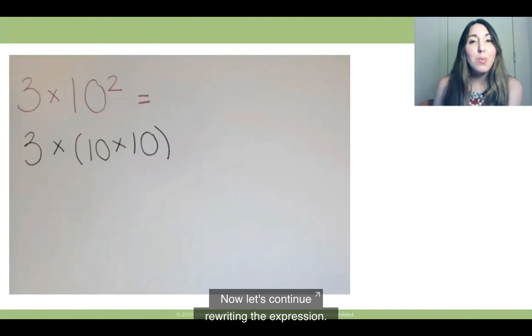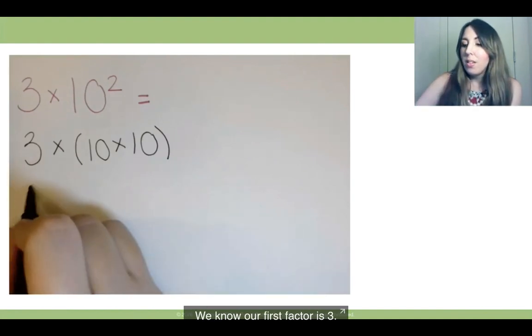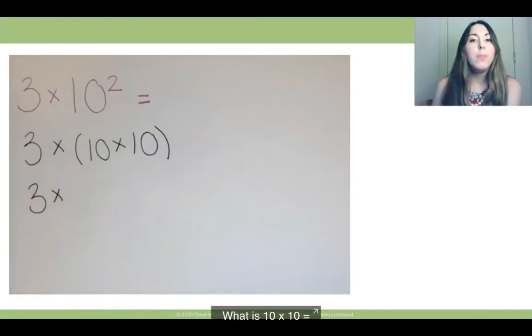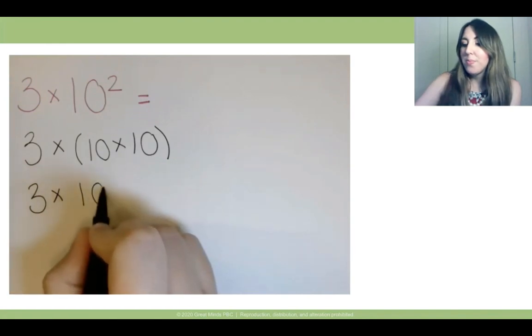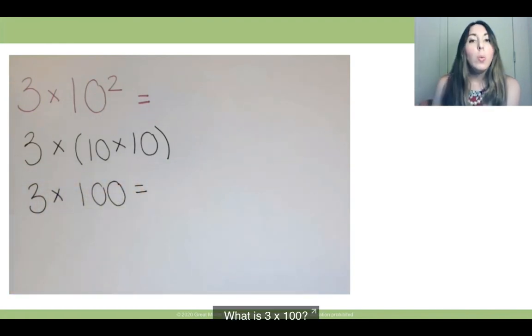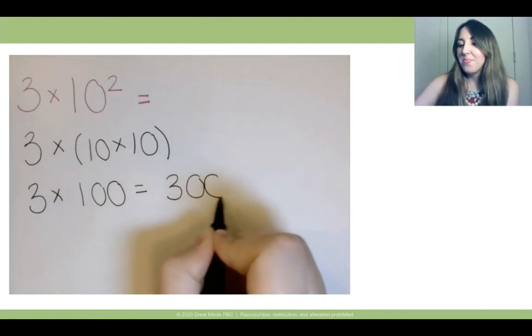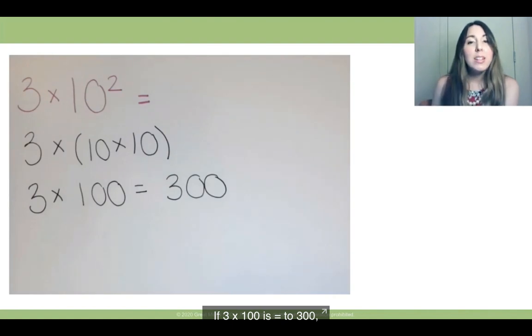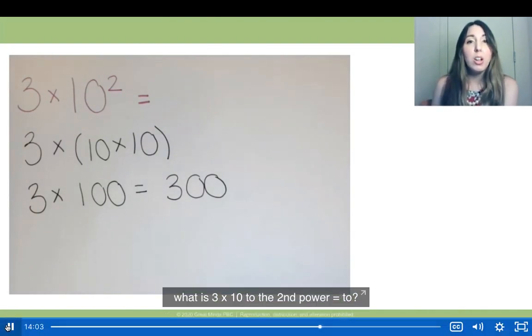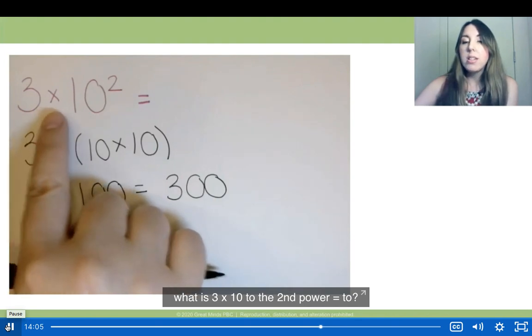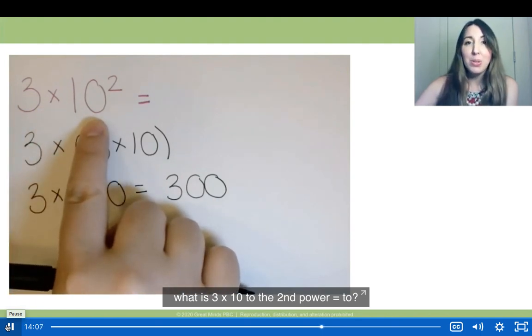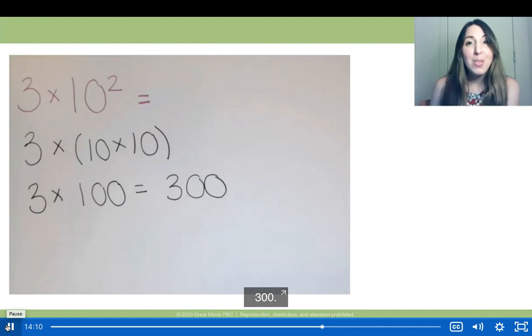Now let's continue rewriting the expression. We know our first factor is 3. What is 10 times 10 equal to? 100. What is 3 times 100? 300. If 3 times 100 is equal to 300, what is 3 times 10 to the 2nd power equal to? 300.